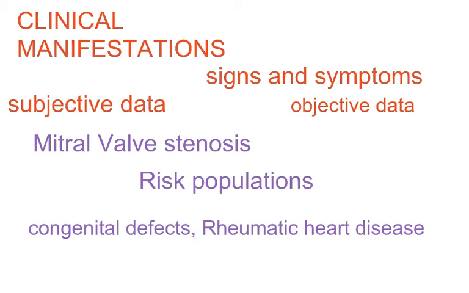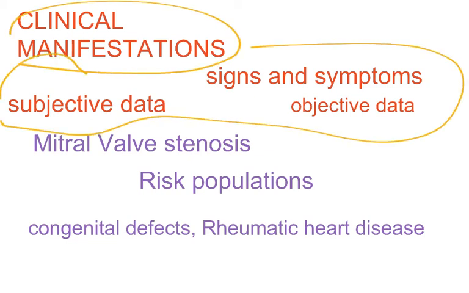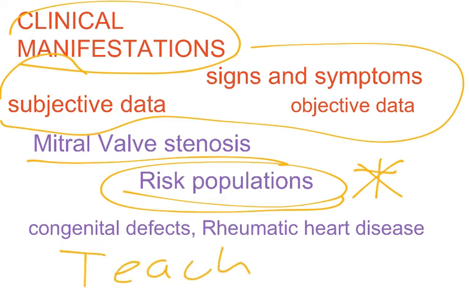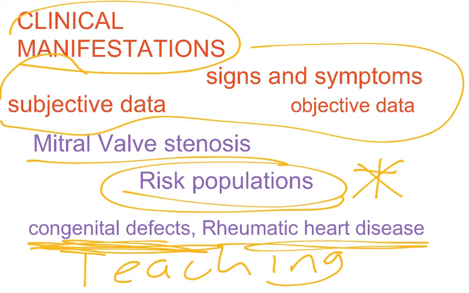The next thing we want to look at is who gets, so now we're looking at all of our clinical manifestations and everything. Who gets these? Who gets mitral valve stenosis? Who is at risk? And this is where our teaching comes into play as nurses, right? So those who have congenital defects and those with a history of rheumatic heart disease, okay? Those are the biggest population that get this disorder.